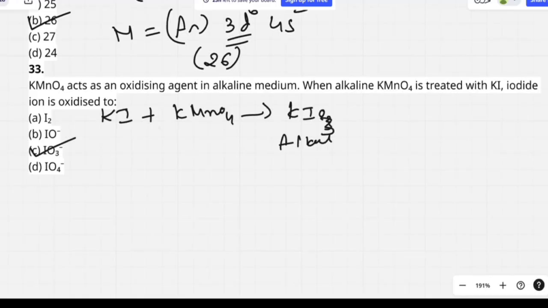Here, KMnO4 acts as a good oxidizing agent in alkaline medium, neutral medium as well as in acidic medium. But in acidic medium, KMnO4 converts potassium iodide to iodine. But in alkaline medium, it converts potassium iodide to potassium iodate, KIO3. Potassium iodate, IO3-, is the correct answer.